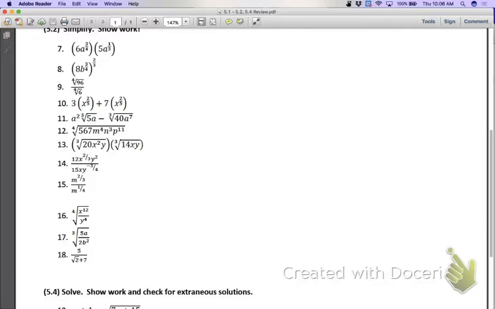So then with 17, if I have the cube root of 5a over 2b squared. So first things first, what I'm going to do is I'm going to separate it out, and I'm going to have the cube root of 5a on top, and I'm going to have the cube root of 2b squared on the bottom.